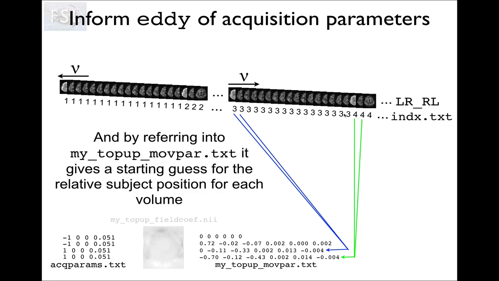It probably is a very good idea, but as it turns out, EDDY is actually sufficiently robust that even if you don't supply this initial estimate, it will get the movement parameters right. So this thing is less critical than we initially thought it was.